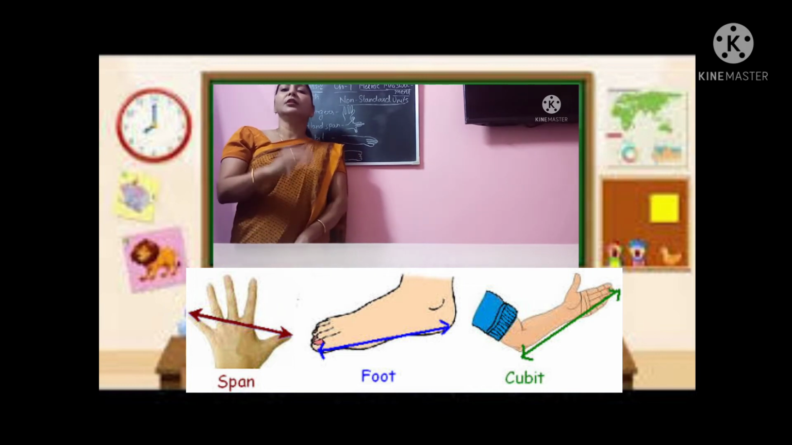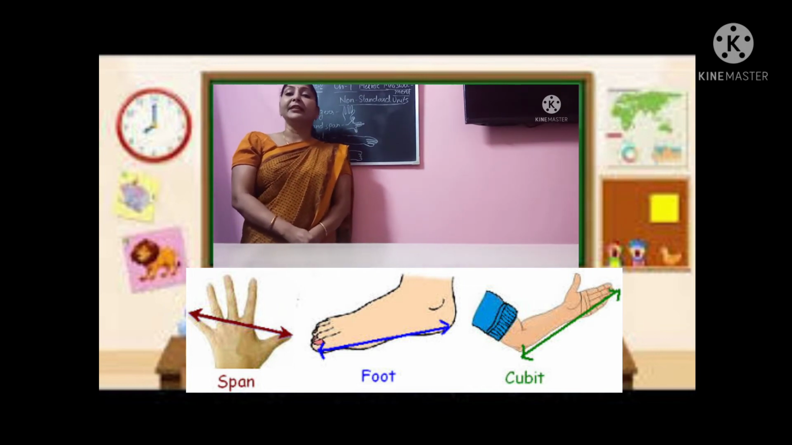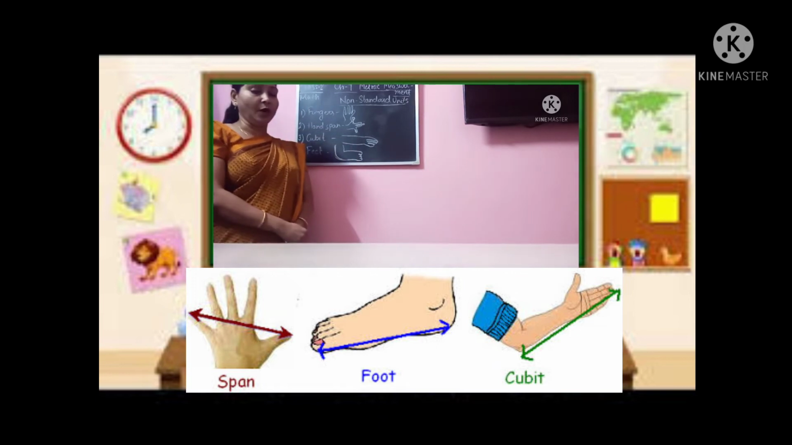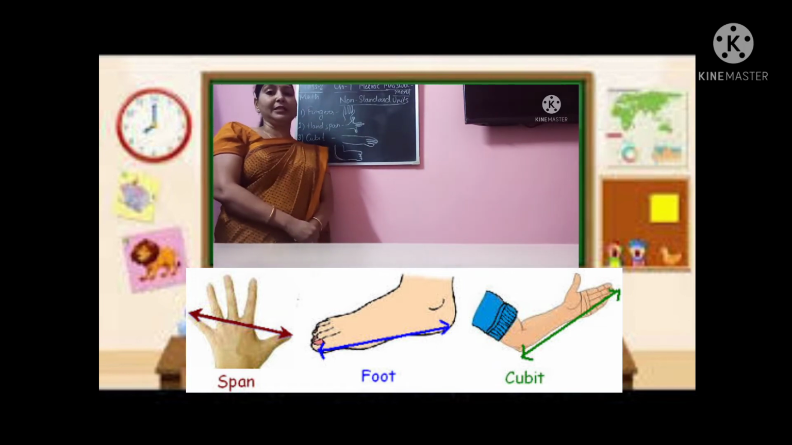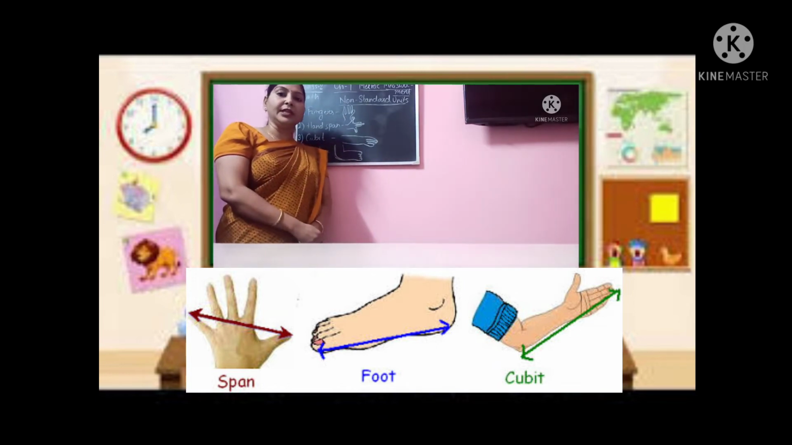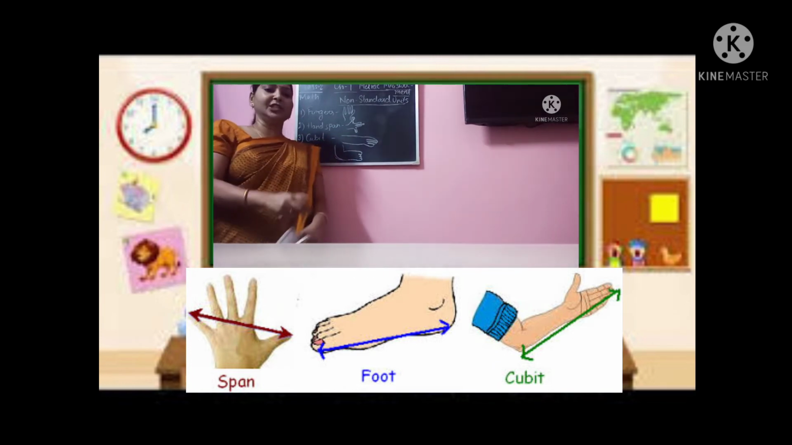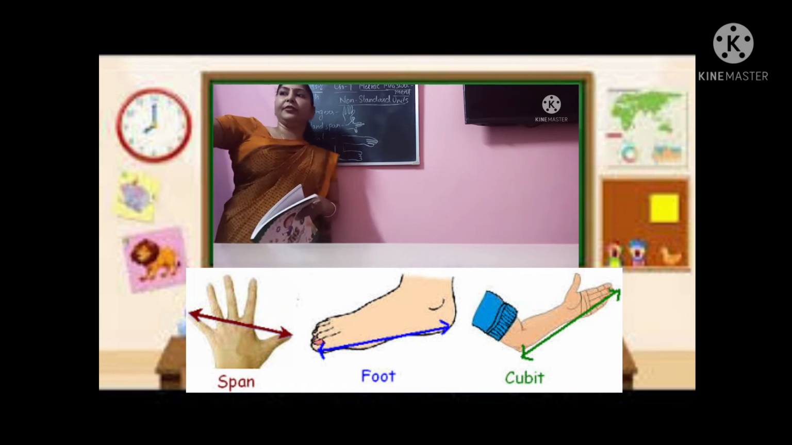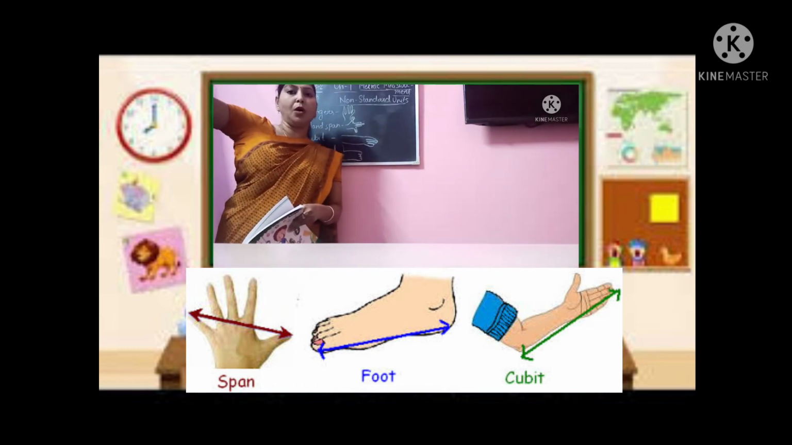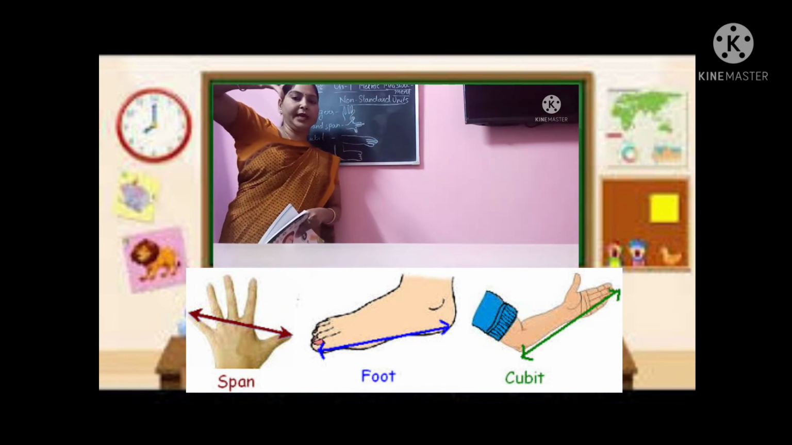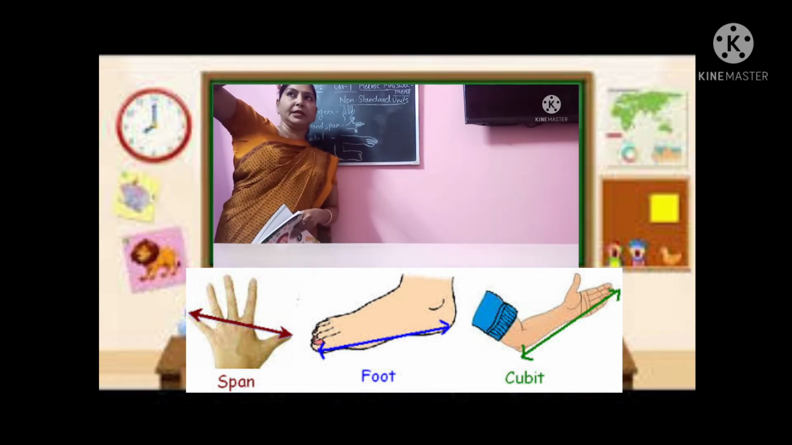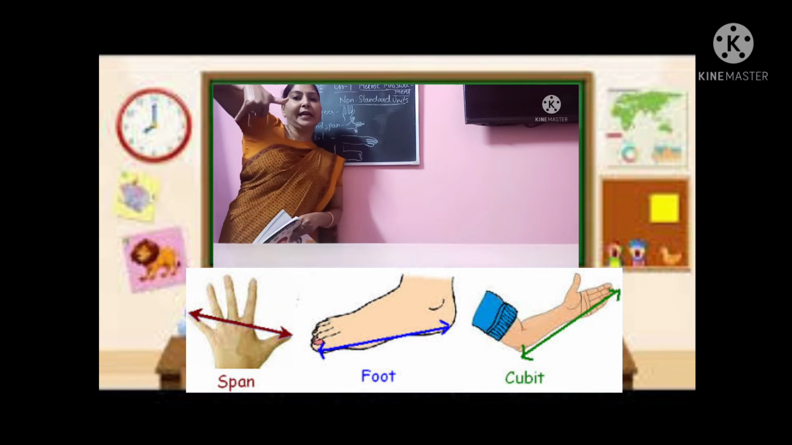Later on, everybody disapproved of using it because everyone's body part size is not the same, so they will give different answers. In a similar way, hand span. Hand span means from the tip of the small finger till the tip of the thumb. This length or this measurement used to be called hand span.